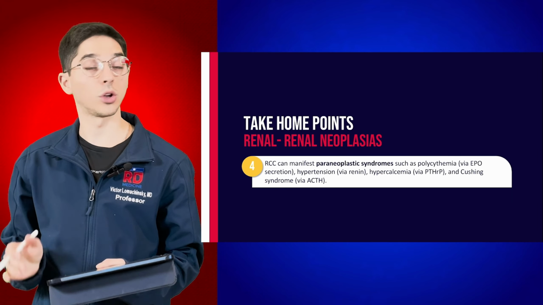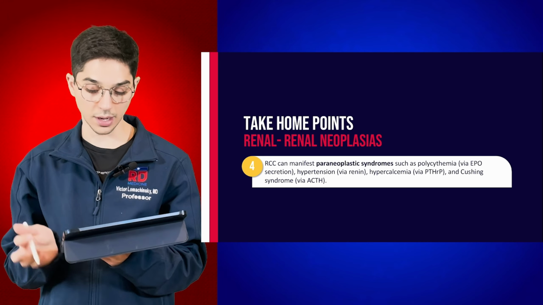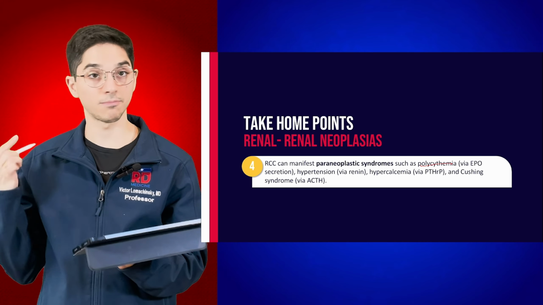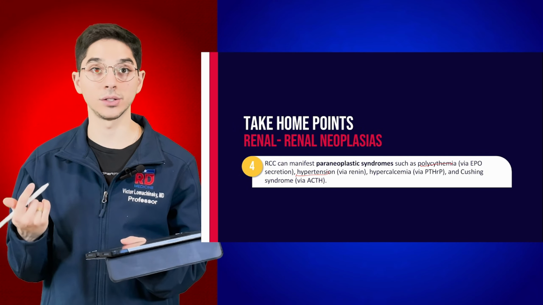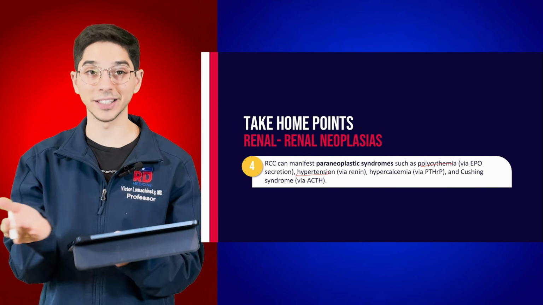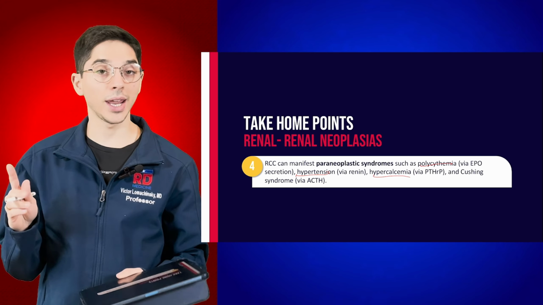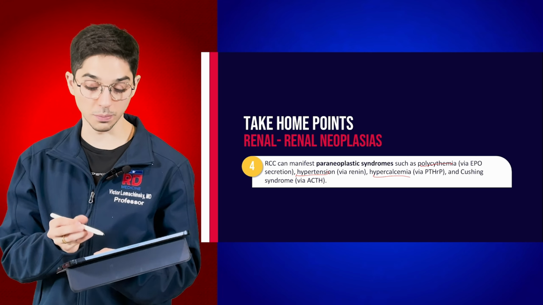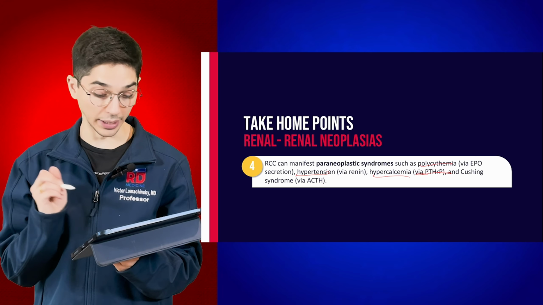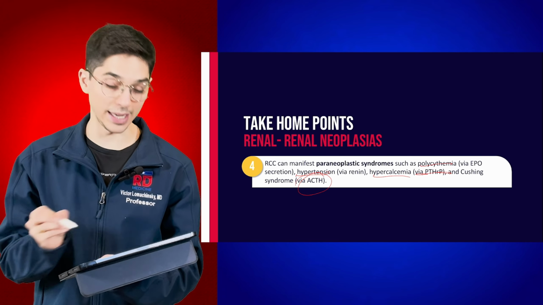Renal cell carcinoma is also associated with some very serious paraneoplastic syndromes. We have polycythemia because you can have increased EPO production. You have hypertension because your kidneys can upregulate your renin production. You also have hypercalcemia, and that's because you produce a peptide that is very similar to your PTH. That's a PTH-related peptide. And you can also have Cushing syndrome because of increased ACTH.